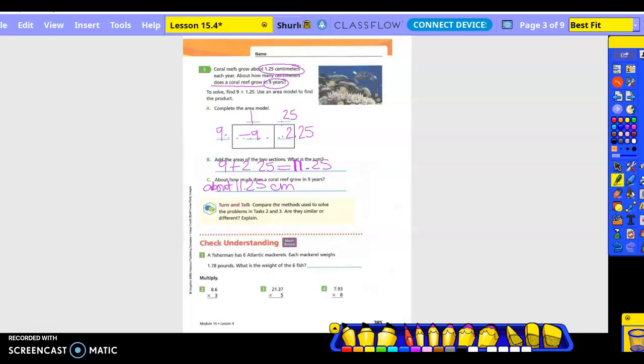Okay. So we're seeing a fisherman has 6 mackerel. Each mackerel weighs about 1 and 7,800 pounds. What is the weight of the 6 fish? So we have the 6, and 1 and 7,800 pounds. What is the weight? Now, we can use any of those models, right, that we just did. Can we also just work it out normally?